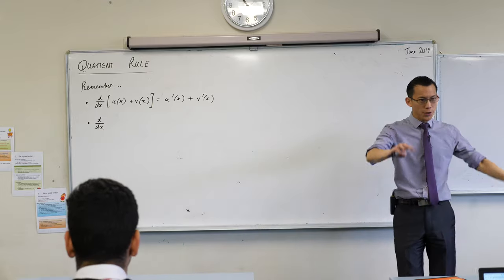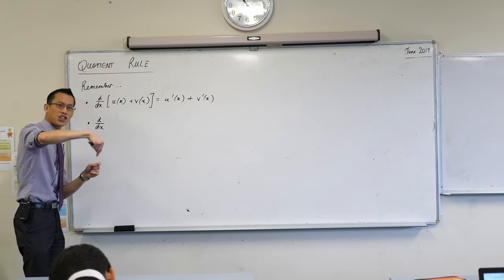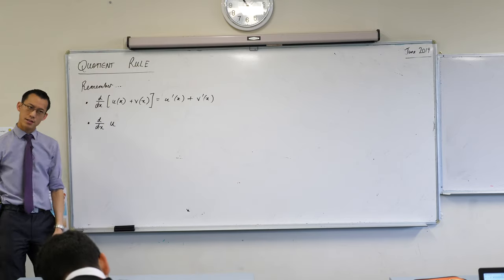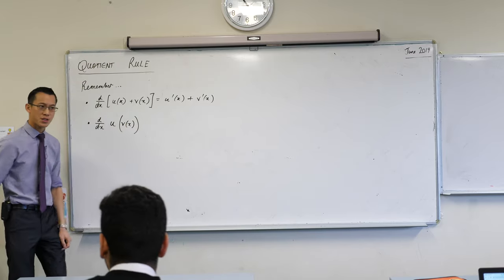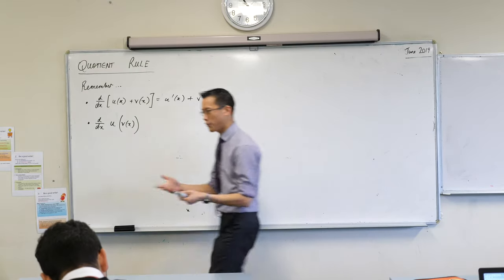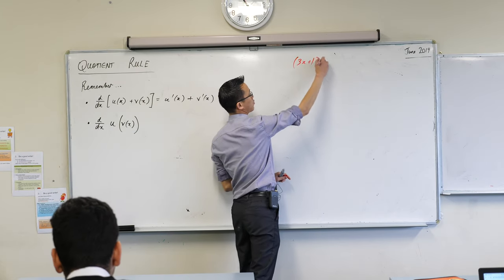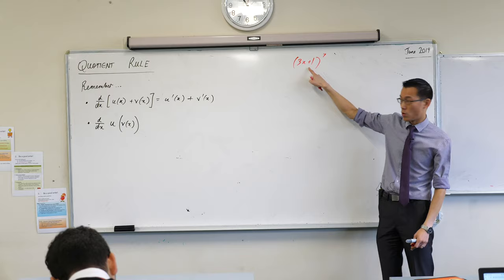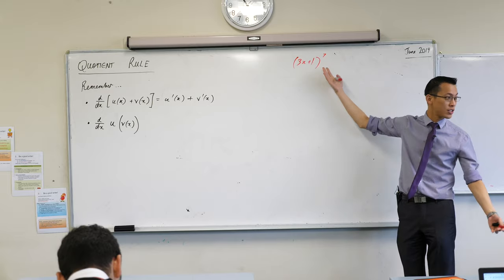But then we said, what if, instead of adding those two functions together, you had a function with another function inside it? For example, instead of u of x plus v of x, what if you had u on the outside, and what you put into there was a different function? Now, this is what we call the chain rule. This is a bit different. I'll give you a concrete example: 3x plus 1, to the power of 7. You can see you've got this function inside, 3x plus 1, and then you're applying another function to that, in this case raising it to the power of 7.